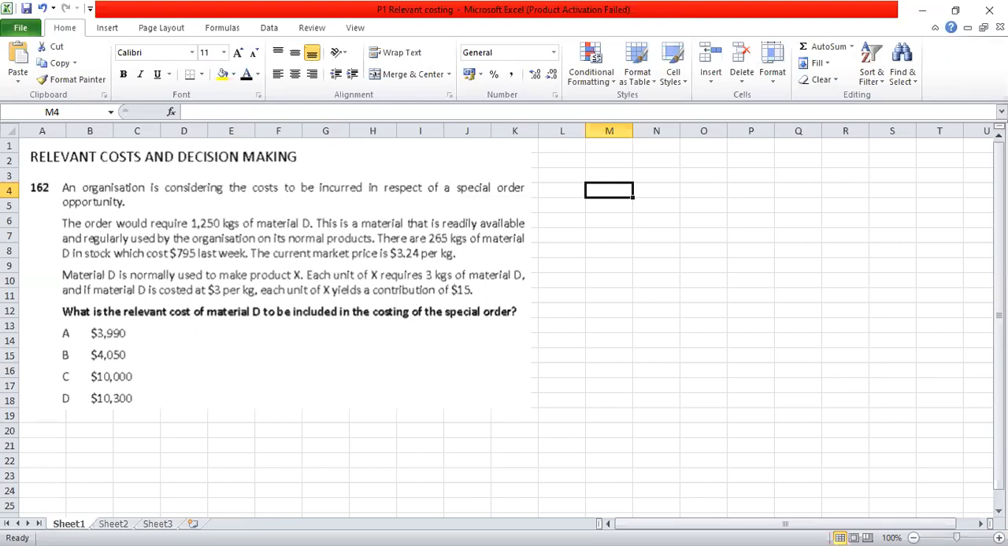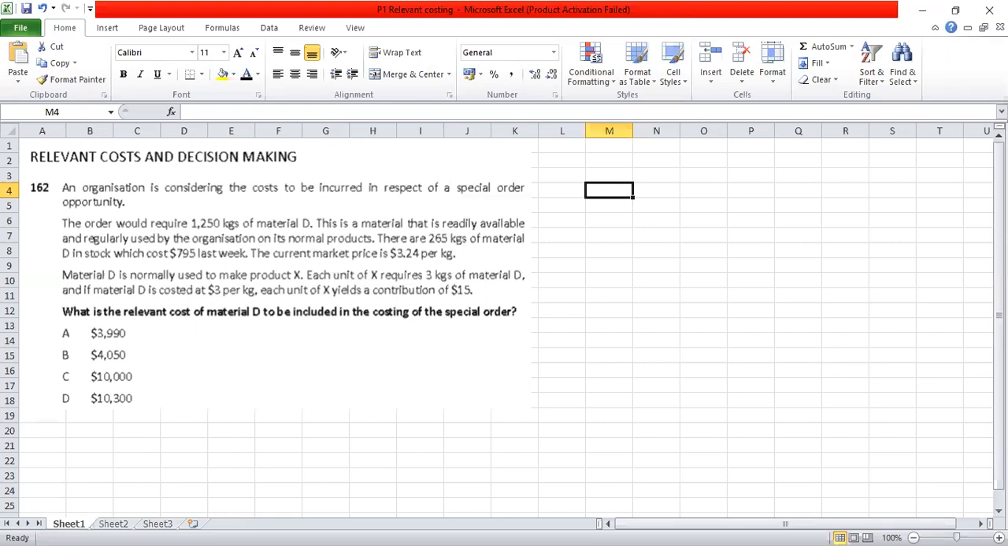The current market price is 3.24 per kg. Okay, is this piece of information relevant or not is what we have to look into. Because the special order has to be catered to in the present period. So the current cost of material, 3.24, is relevant for decision making.